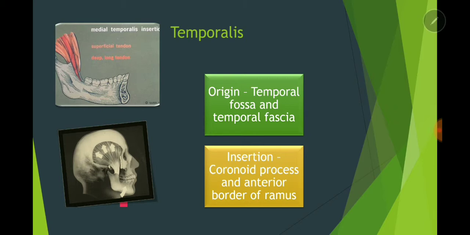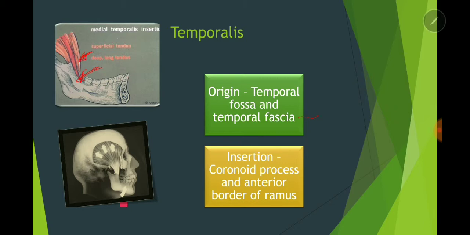And then you have another muscle, which is the temporalis. So the temporalis muscle, what does it do? You have to know the temporalis muscle originates on the temporal fossa and temporal fascia. Make sure you remember that, and it inserts onto the coronoid. You can see in the picture above here that insertion onto the coronoid. The coronoid is up here.